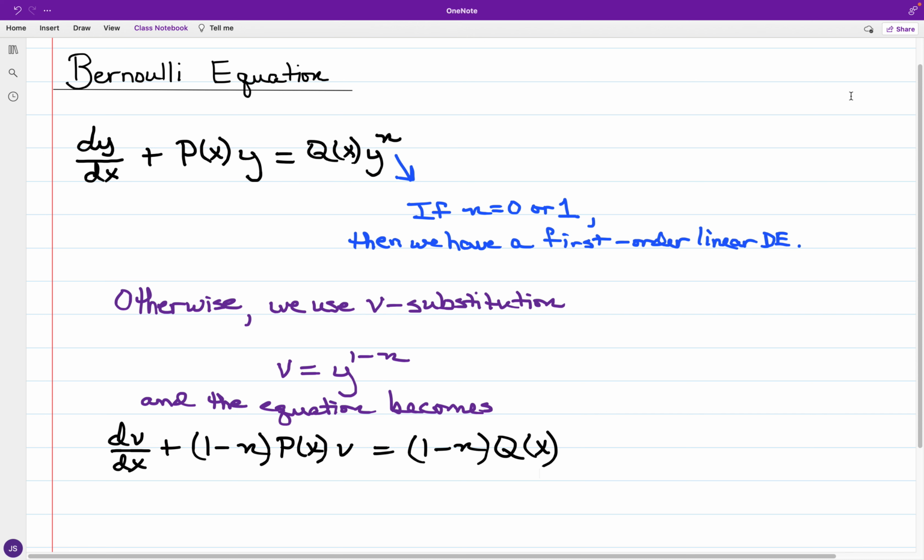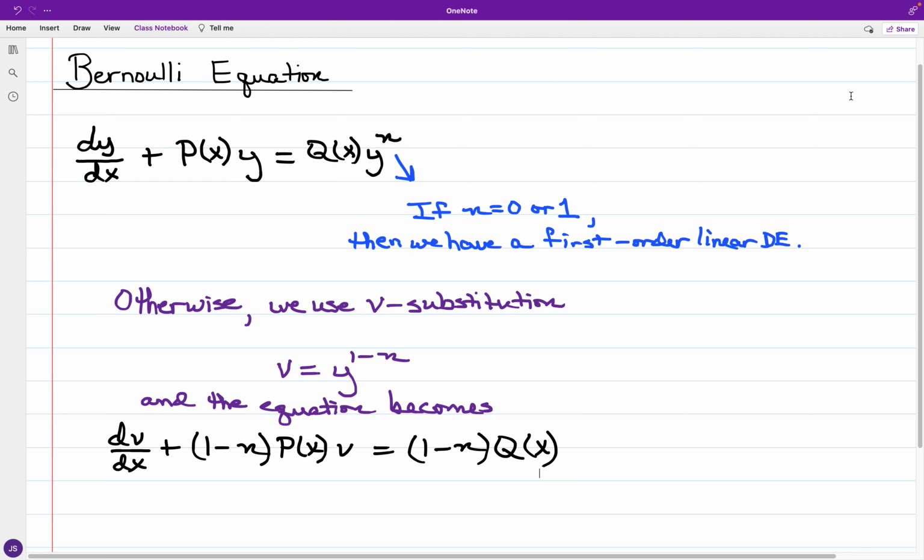Okay, for what we have regarding the continuation of utilizing V-substitution, we have a Bernoulli equation, which is basically, at this stage of the game, a revisiting of what we have had with linear first order differential equations. For the Bernoulli equation, here we have the derivative dy over dx plus p of x times y is equal to q of x times y to the n.